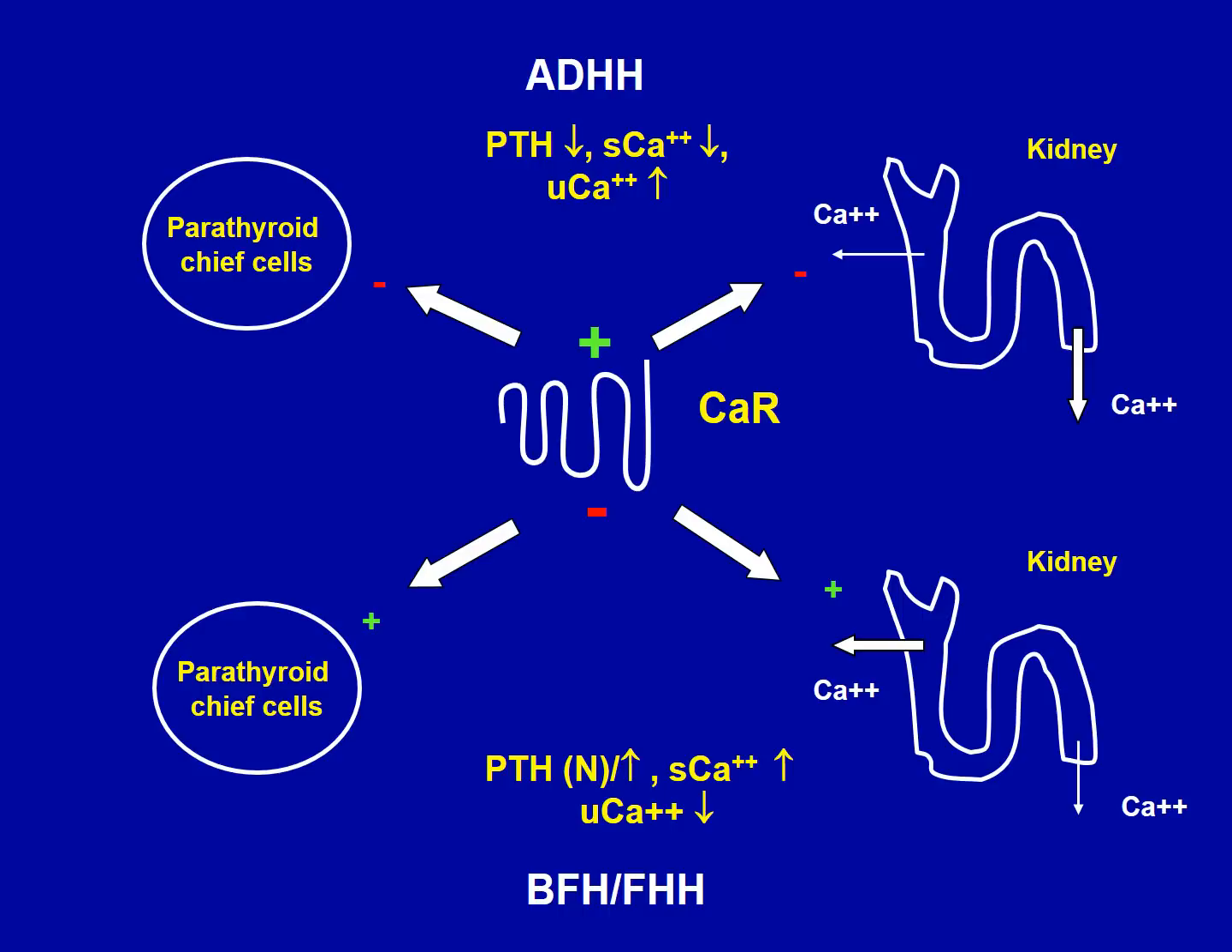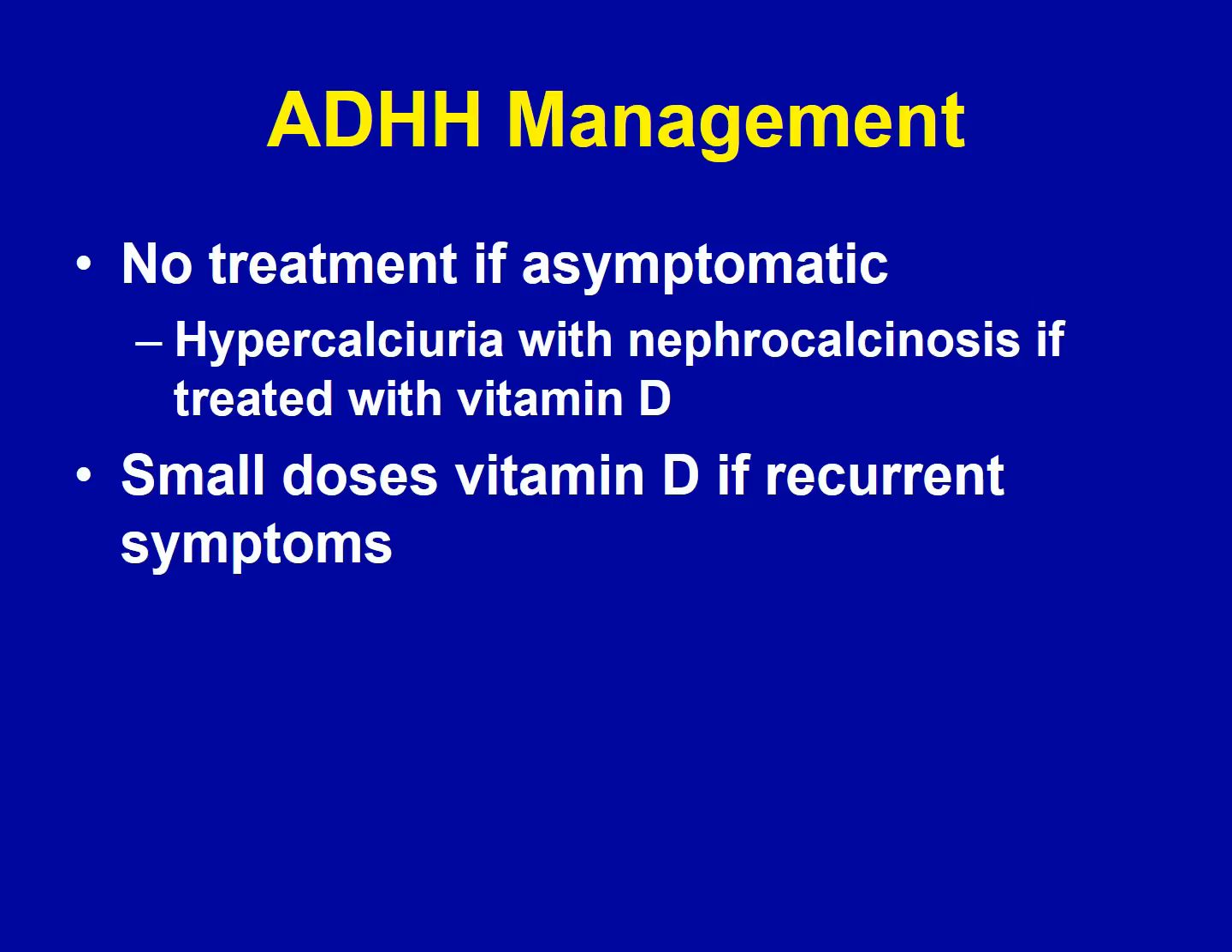These are both autosomal dominant conditions, and they're pretty rare, but important to recognise, because the optimal management for each is actually to do nothing, unless the patient with ADHH has symptomatic hypocalcemia, in which case gentle treatment with active vitamin D to maintain the serum calcium at the lowest possible level to avoid symptoms is indicated.